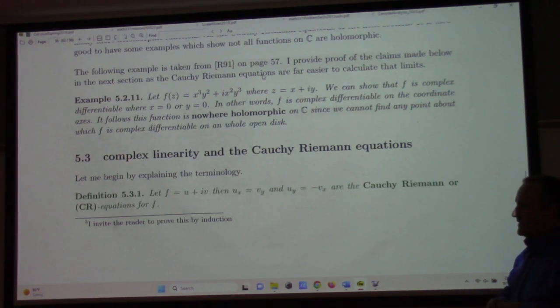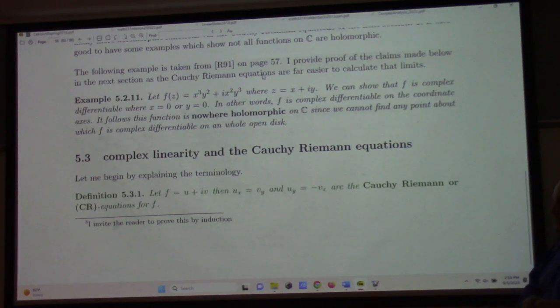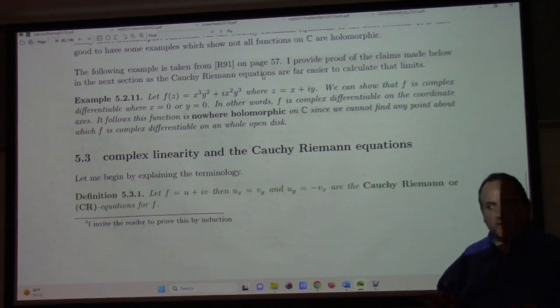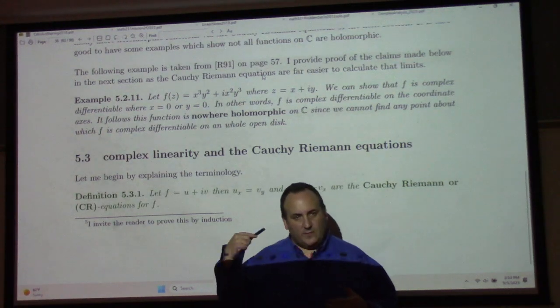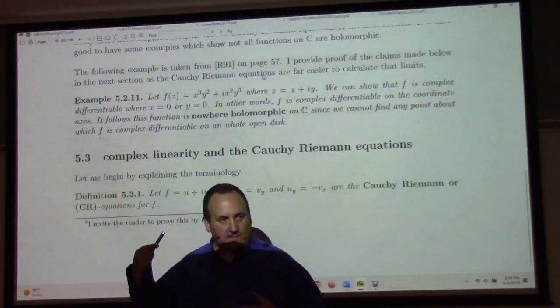So, I would say that holomorphicity, or holomorphic, is a more interesting property. And listen, not all books agree on the terminology. The book that I wrote the notes from before, Gamelin, would not use holomorphic in the way I'm using it. He would say analytic.